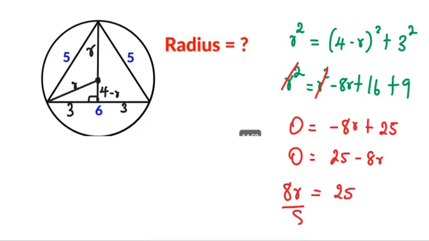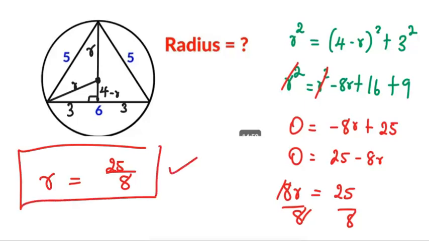From here, we divide both sides by 8. This gets cancelled, and here we get our radius is equal to 25 divided by 8. And this right over here is our solution.